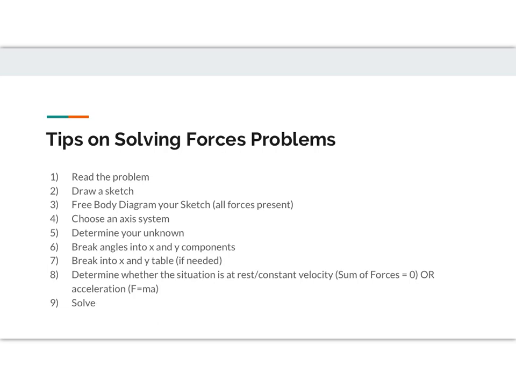Here's the most important part of this, and these are tips for solving these problems. First of all, make sure you actually read the problem. Don't just look at it and get scared, okay? Actually read the problem. Then you need to draw something out. What does this look like? Then you need to free body diagram all of your forces. This is super important. Then you need to choose an axis system. So if you're at an incline, we're going to tilt the axis system. Or if they're connected, the axis system is going to change with it.